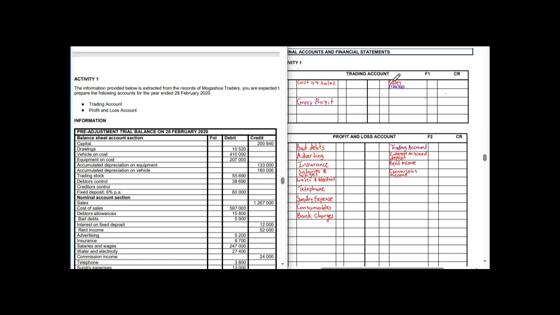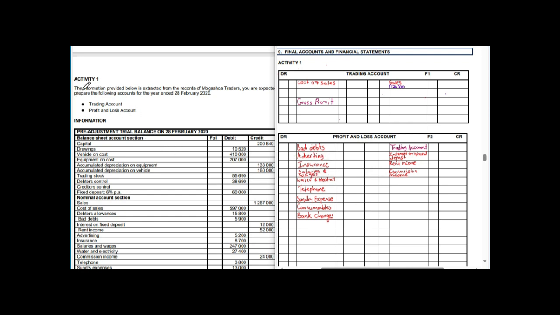So guys, today we are going to take a look at final accounts and financial statements, whereby we will be completing our trading account as well as our profit and loss. Already we have our provided structure for the trading account as well as the profit and loss account. So now let's take a look at this activity.